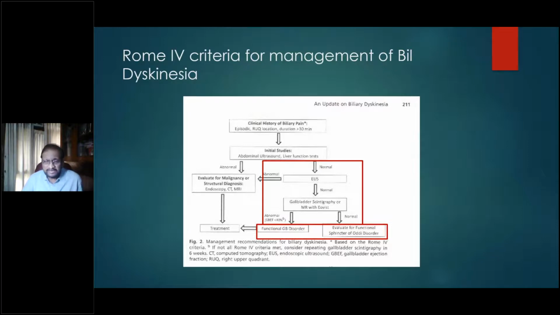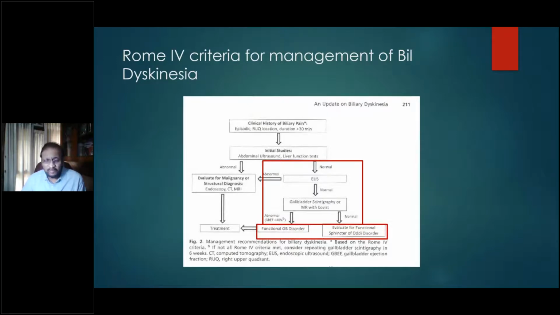Now what do you do? Now you do the scintigraphy or MR. Abnormal or normal? Both of these. If the function is less than 40% or he's got normal, both could basically be a functional disorder. If he's got less than 40%, then he's probably got a gallbladder disorder. If he's got the ejection fraction normal but still showing signs, he's probably got a functional sphincter of Oddi disorder. Very, very clear, right?